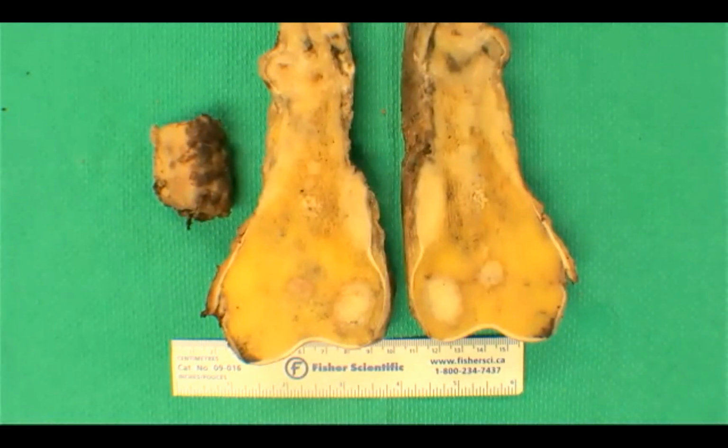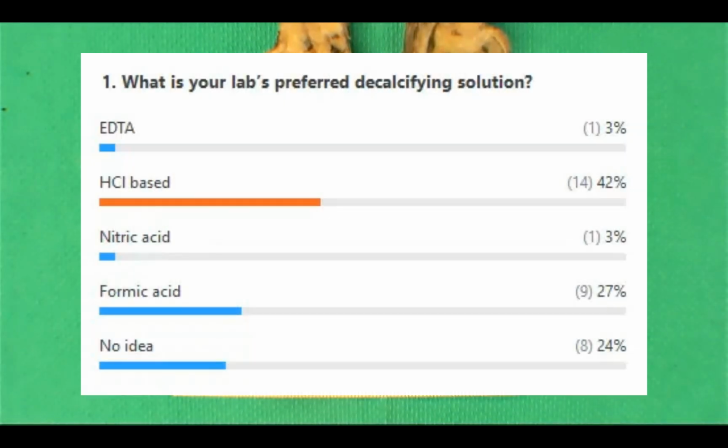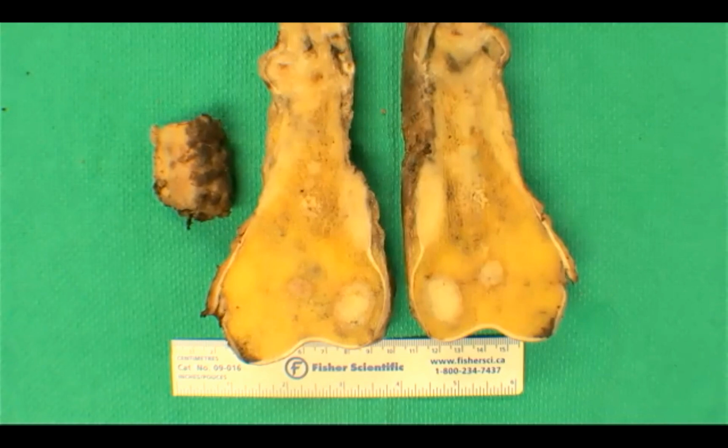Interesting. That's great. So yes, EDTA is a decalcifying solution. It is a nice one because it's gentle on tissue, but it takes a long time. The HCl-based one, folks are probably using RDO perhaps as a commercial fixative. We use HCl in the context of Richman's solution, which is a blend of HCl and formic, both at 8%. Formic acid is also a nice one because it's a gentler decal fluid.